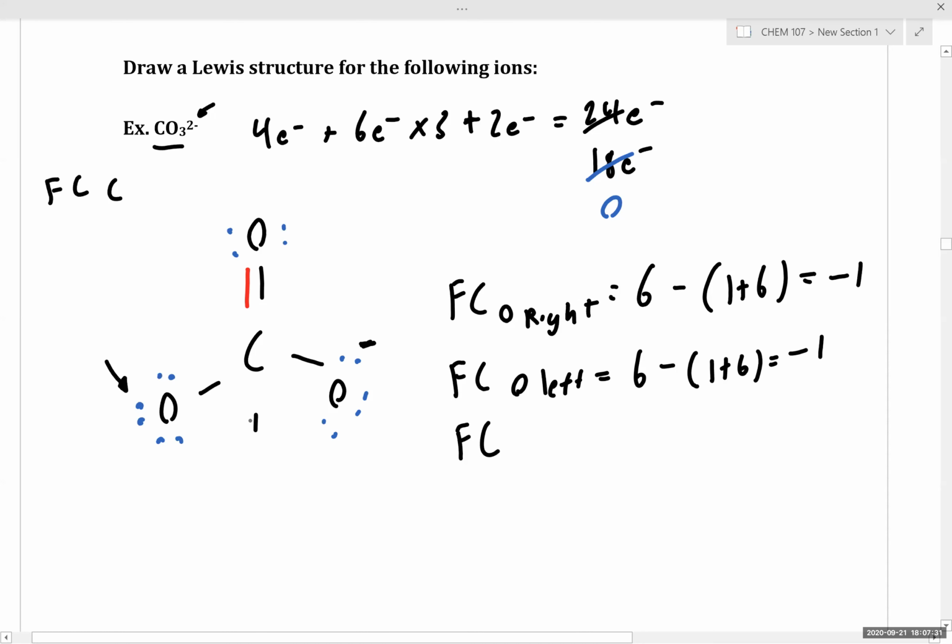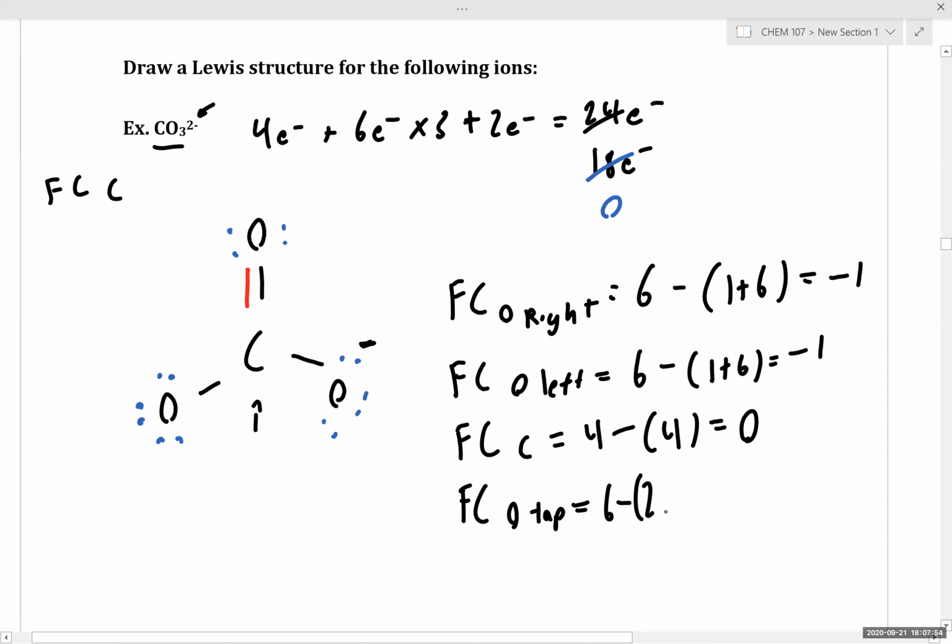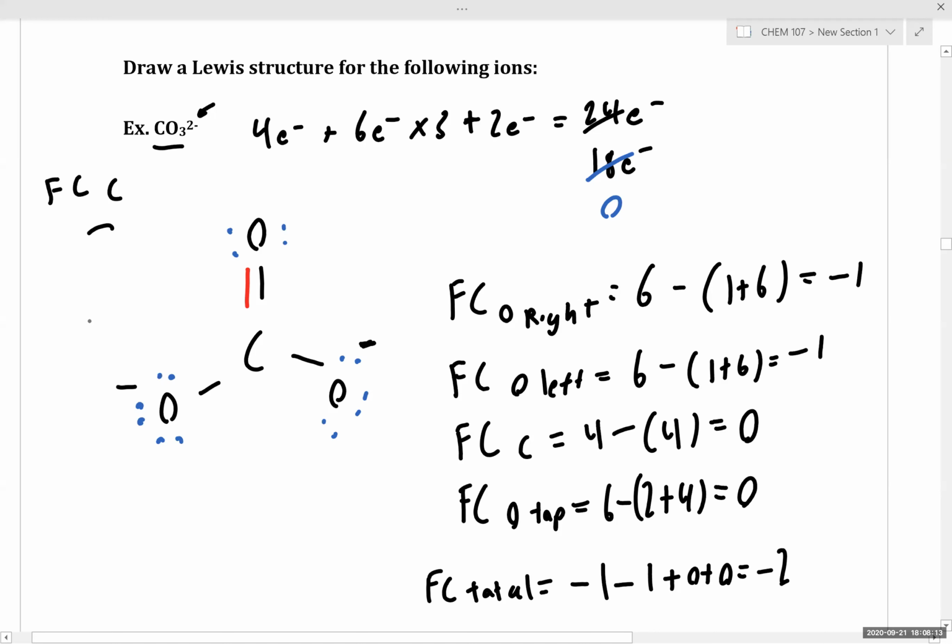Just to make sure we aren't going crazy, the formal charge of carbon in this case is equal to group number 4 minus 4 bonds, which gives us a formal charge of 0. Okay, that makes sense. Finally, the formal charge of our oxygen on top: we have 6 minus our 2 bonds plus 4 lone pair electrons, and that gives us a formal charge of 0. So as we can see, if we add up all of our formal charges, -1 -1 + 0 + 0, we end up with a total charge of -2, which matches our molecule's total charge of -2.